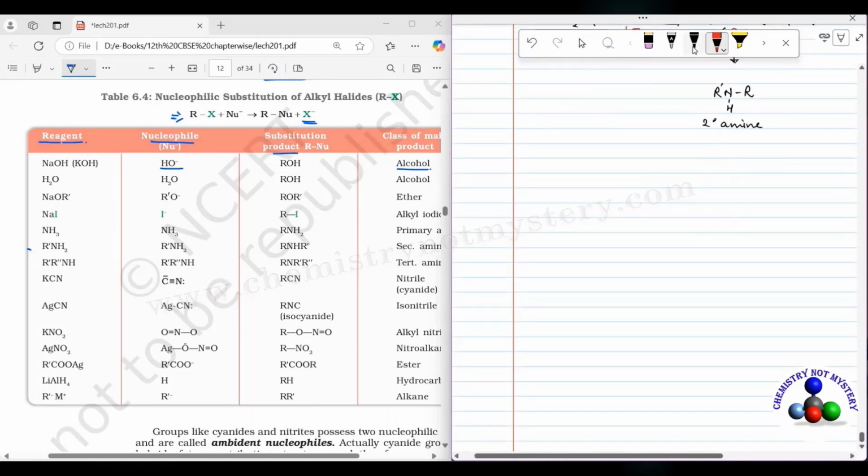Now come to the next reagent. The next reagent is R2NH. So this is R2NH. Means there are two types of alkyl group. These two alkyl groups may be same or they can be different. Again, in the same way, nitrogen carries lone pair of electron. So the whole molecule acts as a nucleophile. Now write the reaction with alkyl halide. So here this is R2NH.